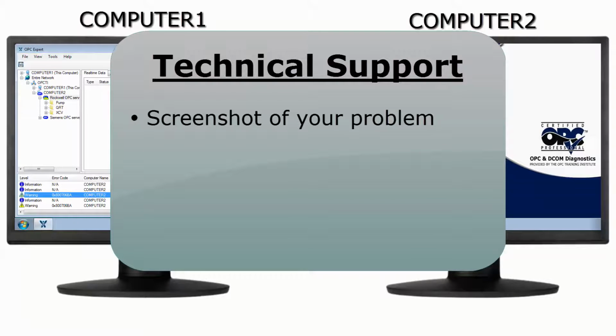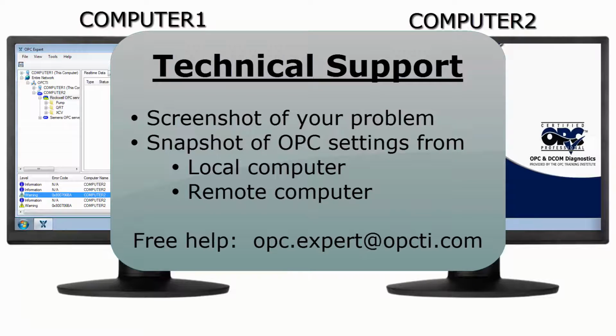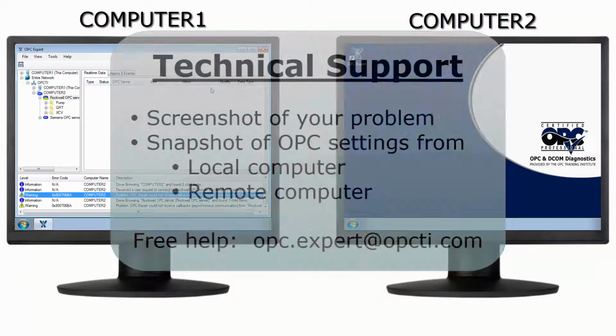First, a screenshot of your problem. Second, a snapshot of OPC settings from your local computer. That's computer 1 in our case. And third, a snapshot of OPC settings from your remote computer. That's computer 2 in our case. This is the information technical support needs from you. If you are unable to solve your DCOM problem on your own, email us this information. Our engineers will help you solve your problem for free.